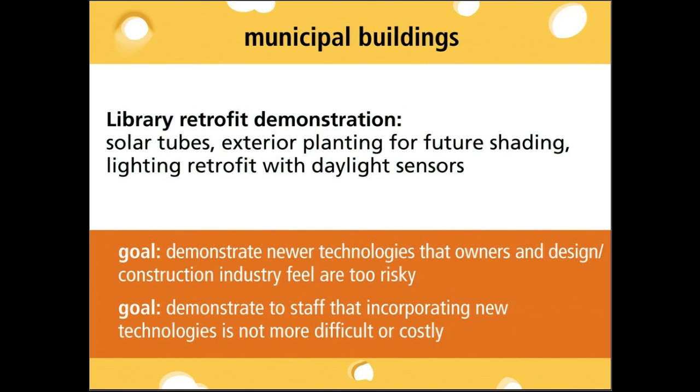Their budget doesn't quite handle that at the moment because the city council isn't really sure where they're at. So they're going to do a library retrofit demonstration, and they're going to look at solar tubes. They're going to do exterior planting for future shading. There's a link because they're an Arbor Day community, so they really focus on the trees in their community, and they think that there's also an energy benefit to the shading of buildings. And they're going to do a lighting retrofit with daylighting sensors.